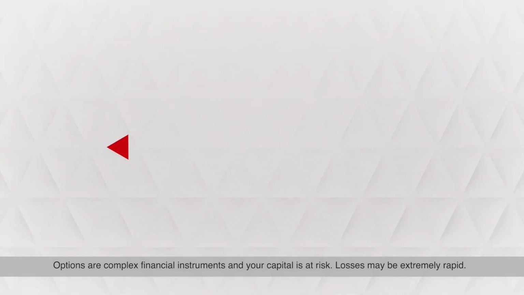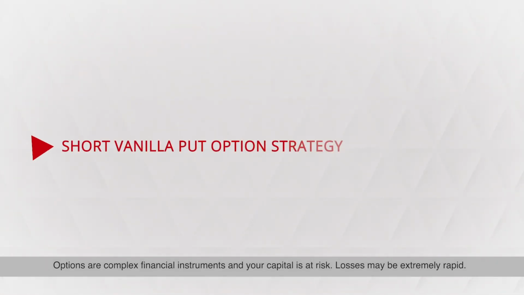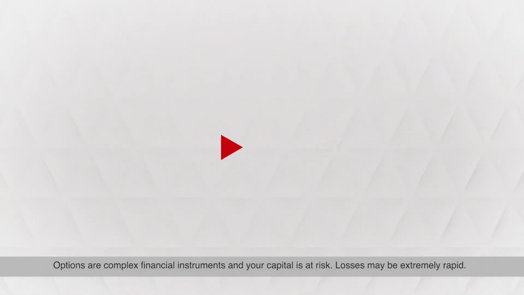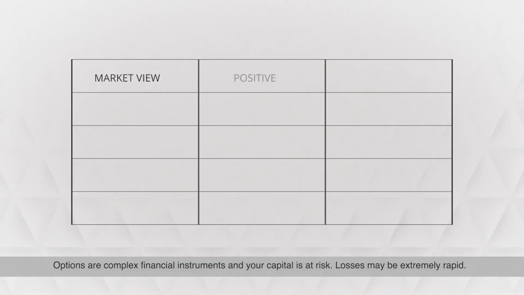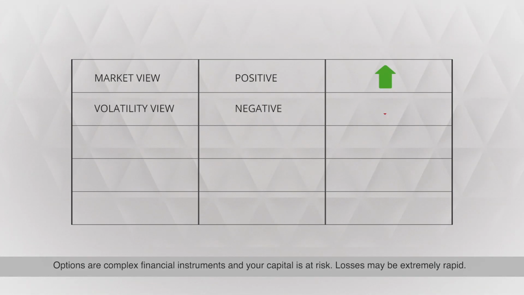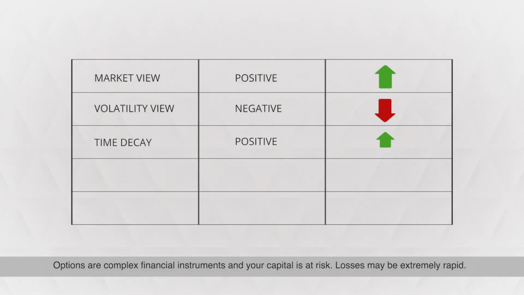Let's take a look at how the short vanilla put option strategy works for when you're selling put options. This is for when you have a bullish to neutral view on the market, or you expect volatility to decrease. In a short vanilla put option strategy, you want the price of the option to fall. This will occur if the underlying asset rises or stagnates, or if volatility decreases.